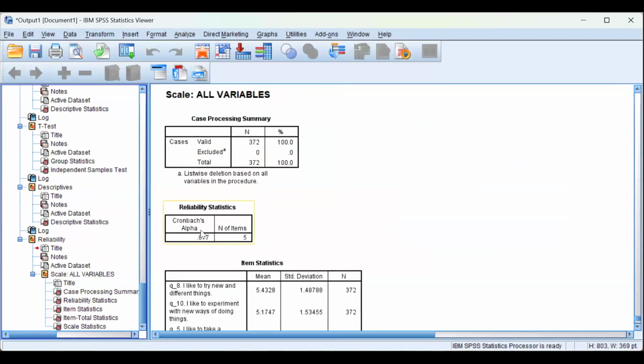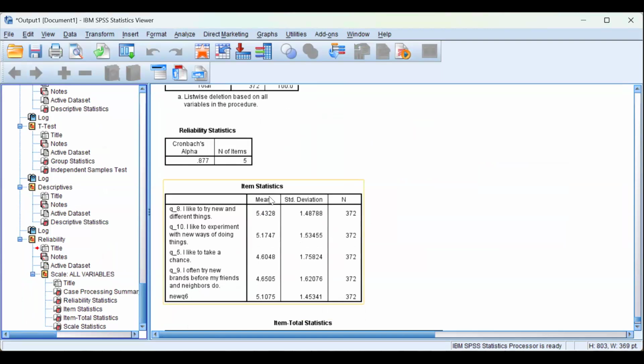And so what is the Cronbach alpha of that construct? 0.87. And how much should it be? It should be more than 0.7. Cronbach alpha should not be more than 0.95. If it is, then also there is a problem. So it should be close to 0.8, 0.9.